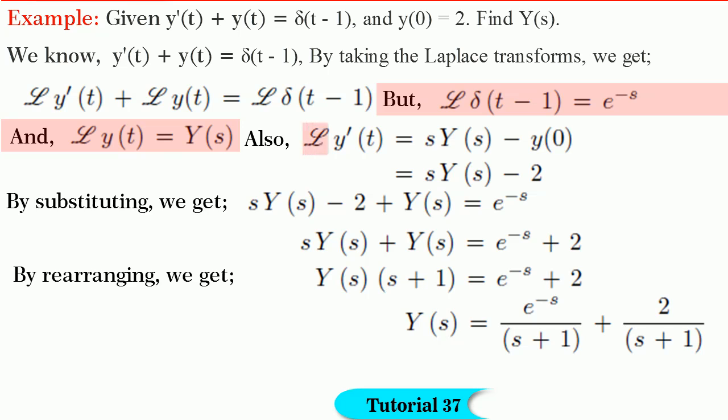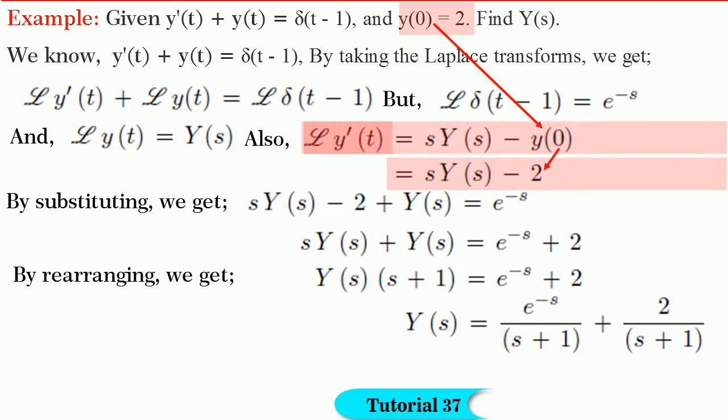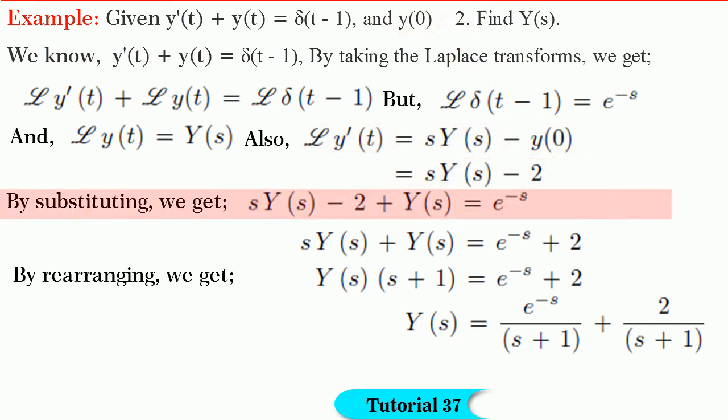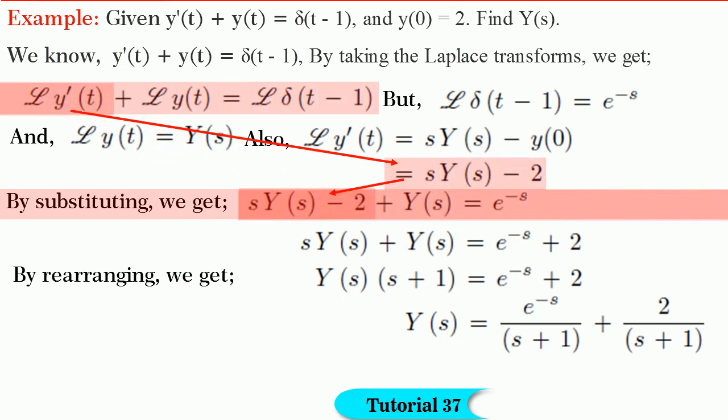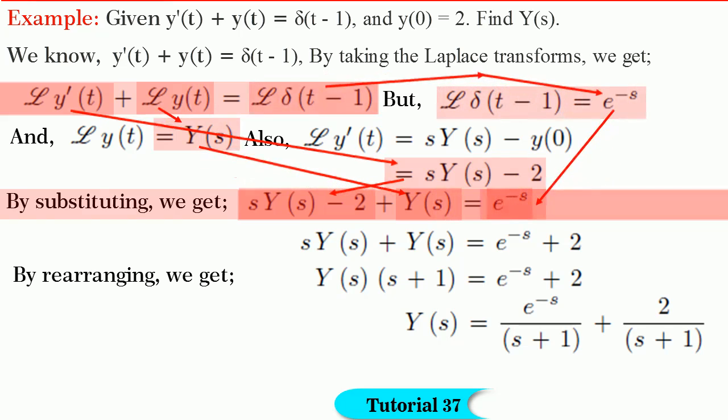Also, L of y dash of t is equal to s into y of s minus y of 0. We know y of 0 is equal to 2, which is given. So, L of y dash of t is equal to s into y of s minus 2. By substituting the value obtained, we get s into y of s minus 2 plus y of s is equal to e to the power of minus s.